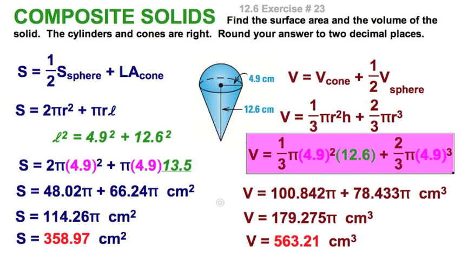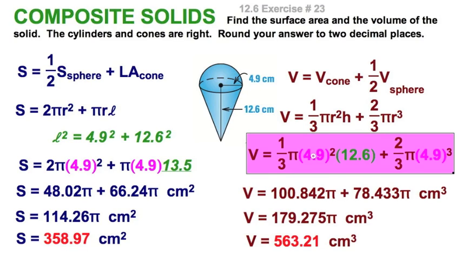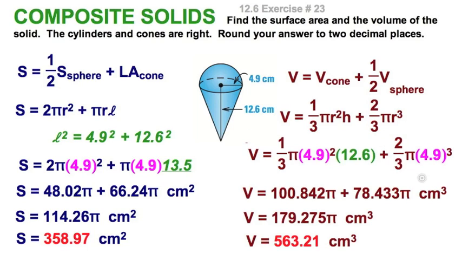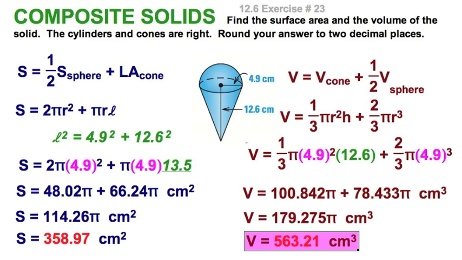And after all that substitution and a lot of arithmetic, remember I'm squaring this 4.9, but I'm cubing this one. So come see me if you're having problems with the calculator, but you should have gotten these two expressions, or these two terms, which can be combined. The cone, you can see, is bigger than the sphere. I'm going to combine them in terms of pi, multiply by pi, 563.21 cubic centimeters.